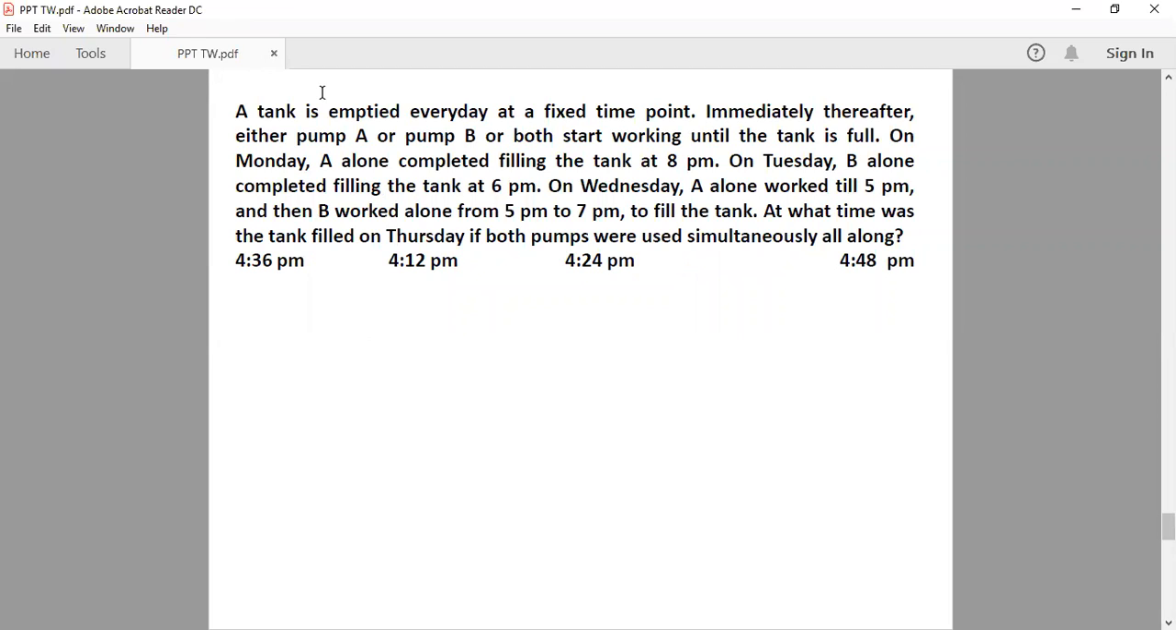बड़े ध्यान से सुनना प्लीज. आपको दिया हुआ है कि A can complete the work at a fixed point time. हर रोज किसी फिक्स टाइम पे आपके टैप्स को बंद कर दिया जाता है. लेट्स से वो टाइम है x आवर्स. उसके बाद मंडे को देखा गया कि ओनली A वर्कड एंड A फिनिश द वर्क एट 8 PM. ट्यूसडे को ओनली B वर्कड एंड B फिनिश द वर्क एट 6 PM. विच मीन्स जो B पाइप है इट टुक 2 आवर्स लेसर.